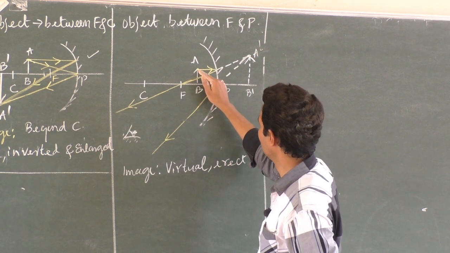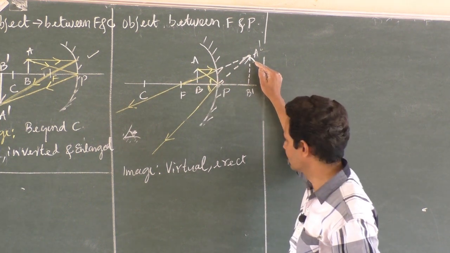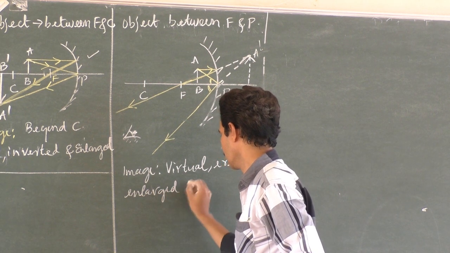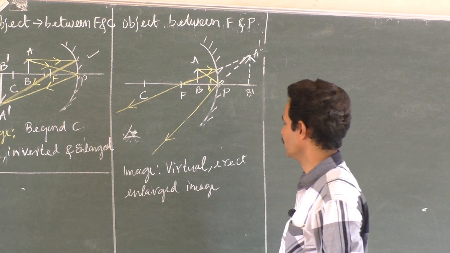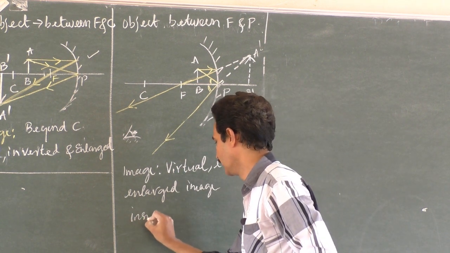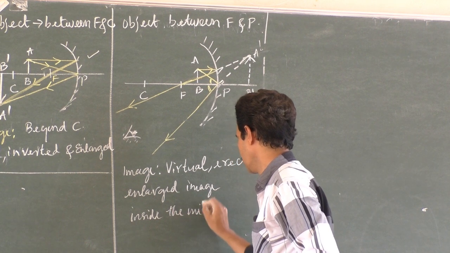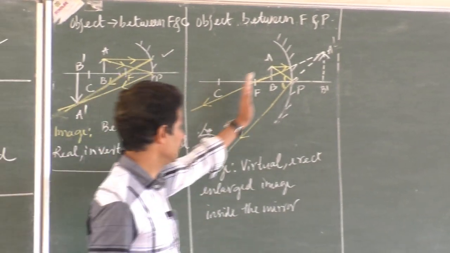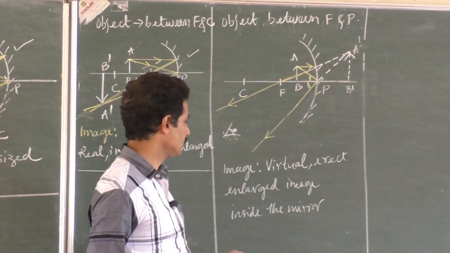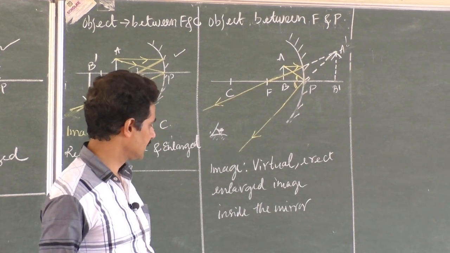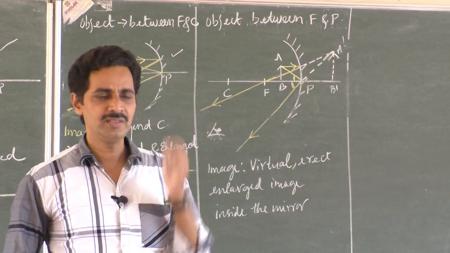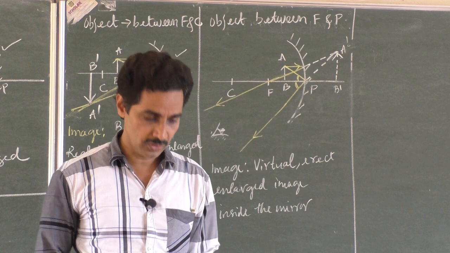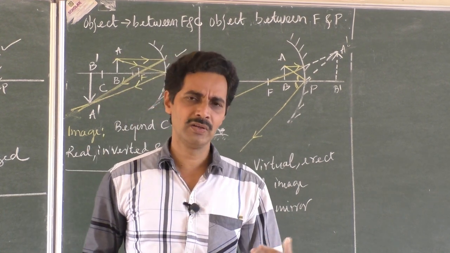Because you have the candle flame here, the image flame here, at the same place, a virtual, erect and enlarged image is formed. So where is the position? Inside the mirror, on the other side of the mirror, the other side of the object. So virtual, enlarged, erect image, formed inside the mirror. This is the only case when a concave mirror forms a virtual image, and in no other case. See, everything is peculiar, I have told.